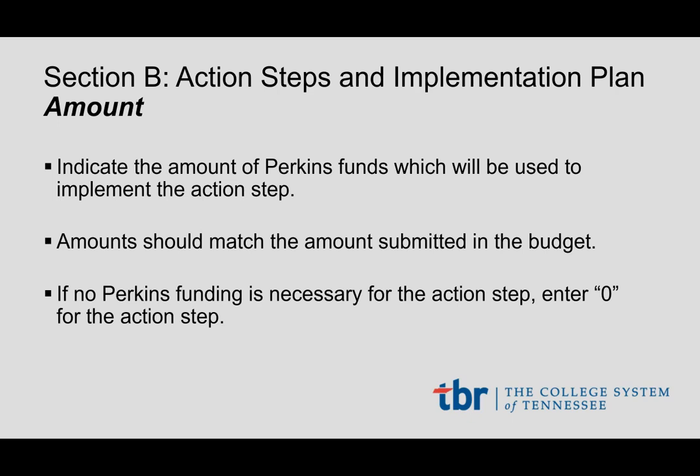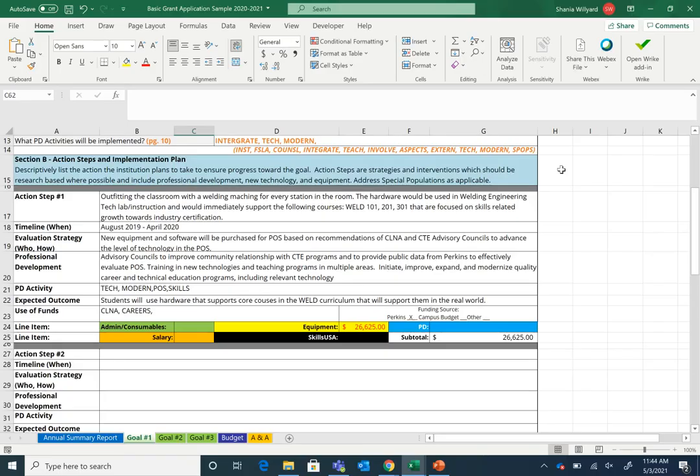Let's take a look at a sample application where Section B, Action Steps and Implementation Plan, has been completed. Here we see an action step, a timeline, evaluation strategy, professional development and activity, expected outcome, use of funds, and the line items.